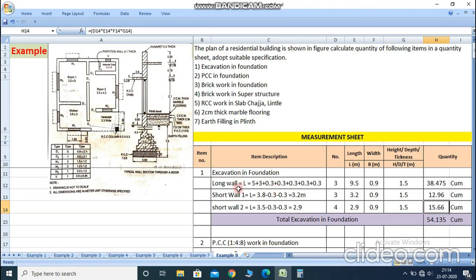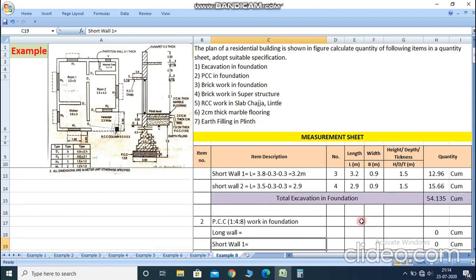Now total excavation of the foundation for the long wall is the multiplication of 3 multiplied by 9.5 multiplied by 0.9 multiplied by 1.5. It's 38.475 cubic meter. Similarly, we calculated for the multiplication of these 4 values, we got 12.96 cubic meter, and for short wall 2 we multiply these 4 values, 4 multiplied by 2.9, 0.9 and 1.5. So we got the answer 15.66. Now the summation of all 3 values, we got the total answer 54.135 cubic meter, the total excavation in a foundation.